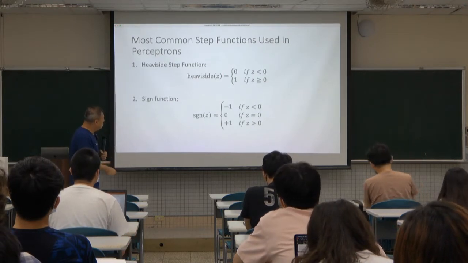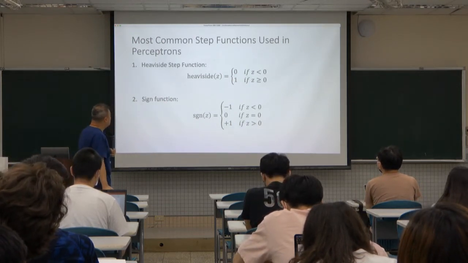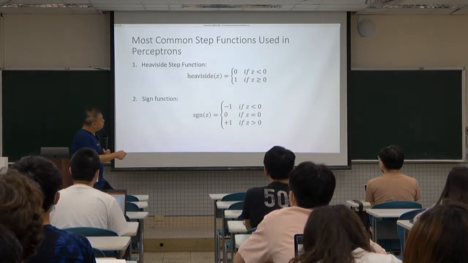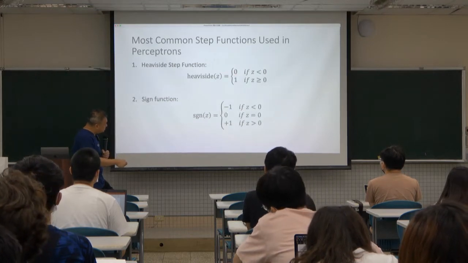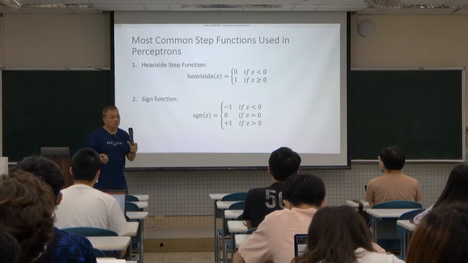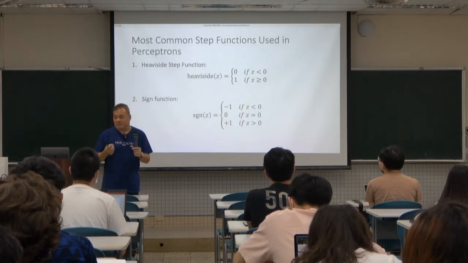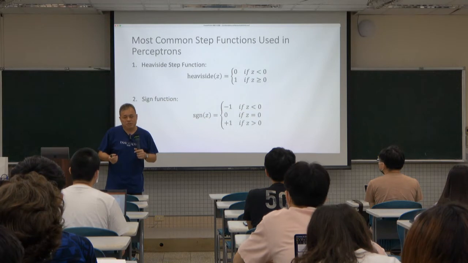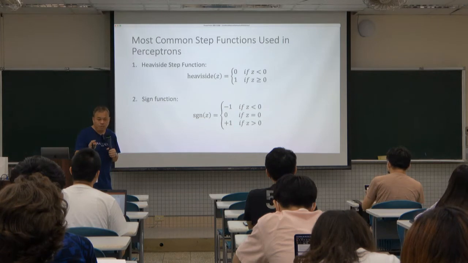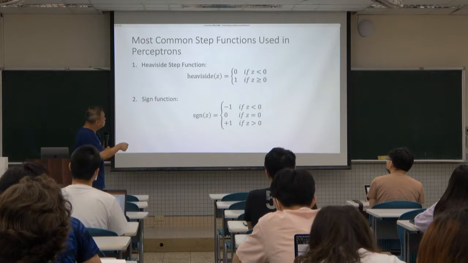These are the two most popular step functions used with LTU, as you can see. Either the Heaviside or a sign function, okay. They output 0 or 1, or negative 1, 0, and positive 1. Pretty much, the output values are still very binary, right? At least the choice is not too many. The output is not an arbitrary value. Just want you to be aware of that. To be honest, the Heaviside is used more often.